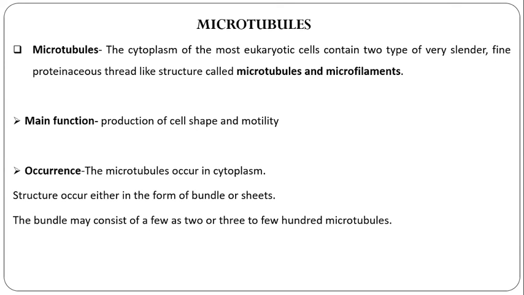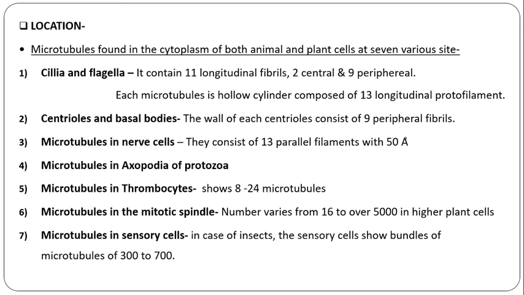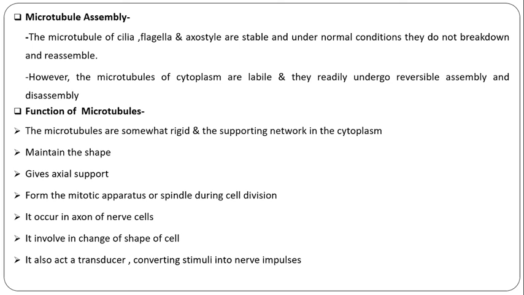The cytoplasm of most eukaryotic cells contains two types of very slender, fine proteinaceous thread-like structures called microtubules and microfilaments. Microtubules have a large diameter, and microfilaments have a small diameter. The structure, tubulin dimer, location in the cytoplasm, and its assembly and the function.